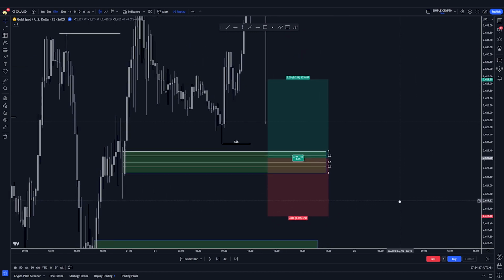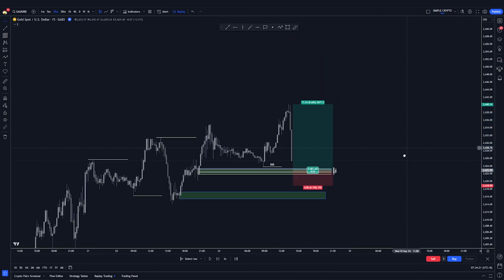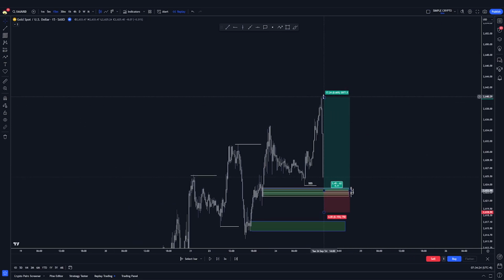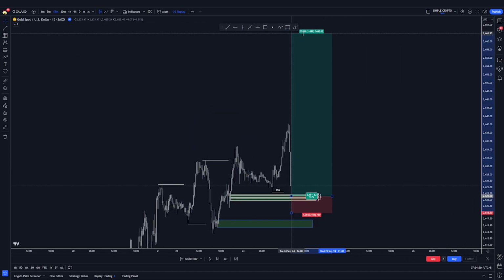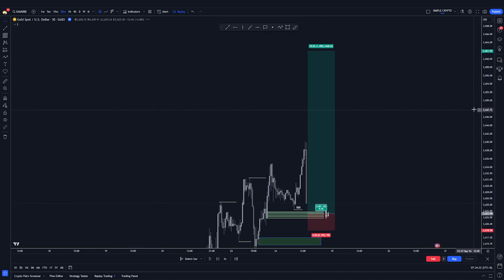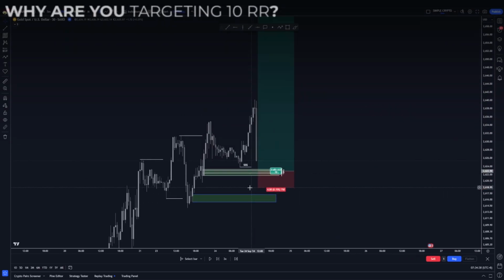Once that happens, I was targeting all the way here for the major final TP, but you can actually have a target all the way up to 10 RR. Let's just drag it all the way here to the upside like this. A very clean 10 RR trade right here. The question is, why are you targeting 10 RR? Now you have to understand this one right here.